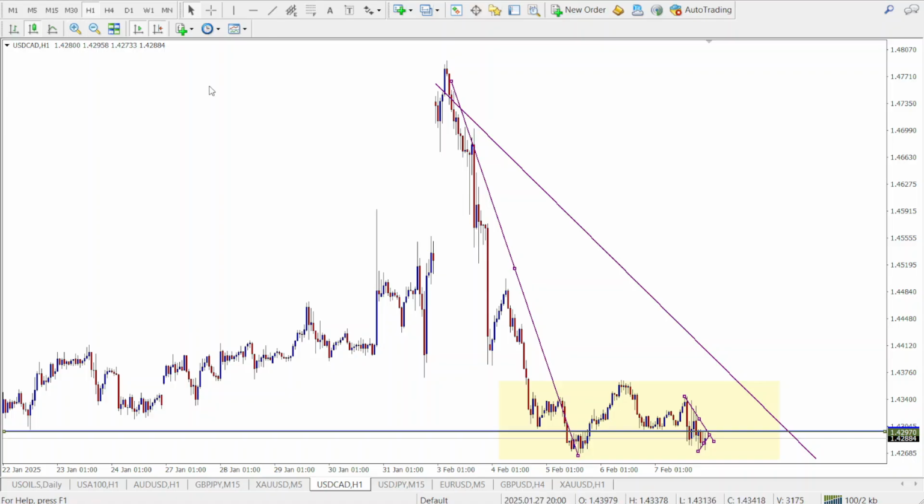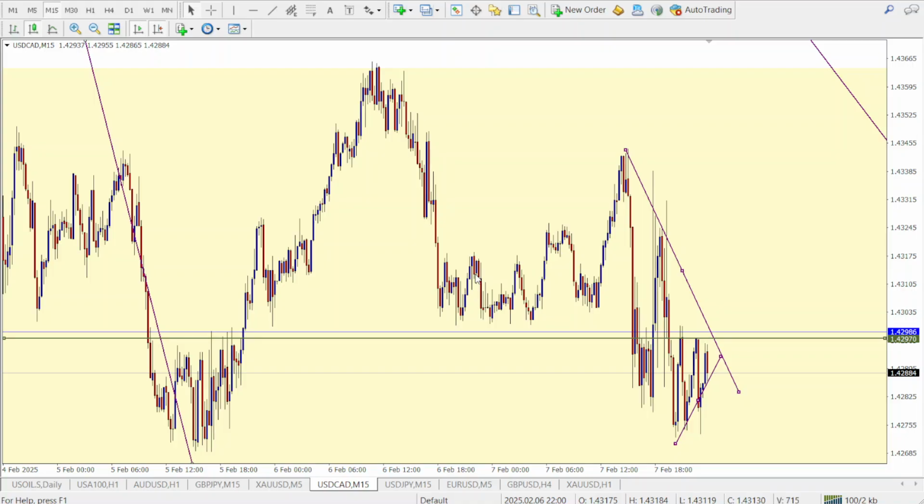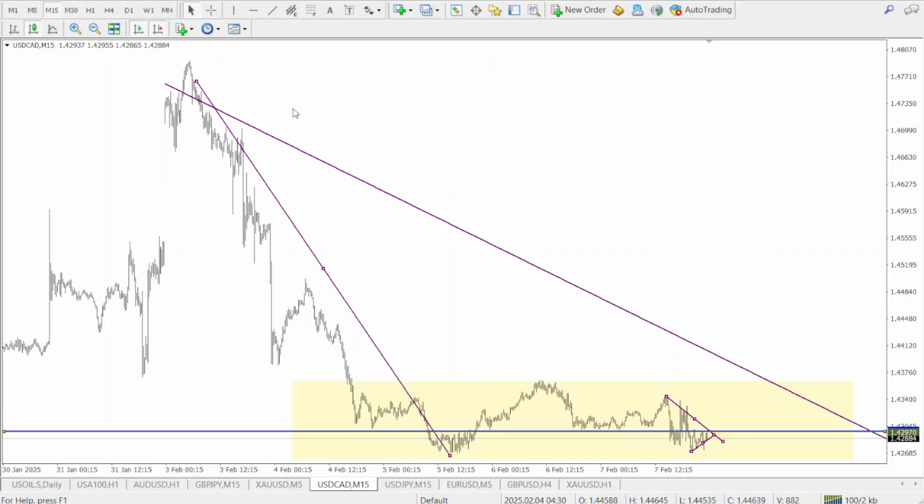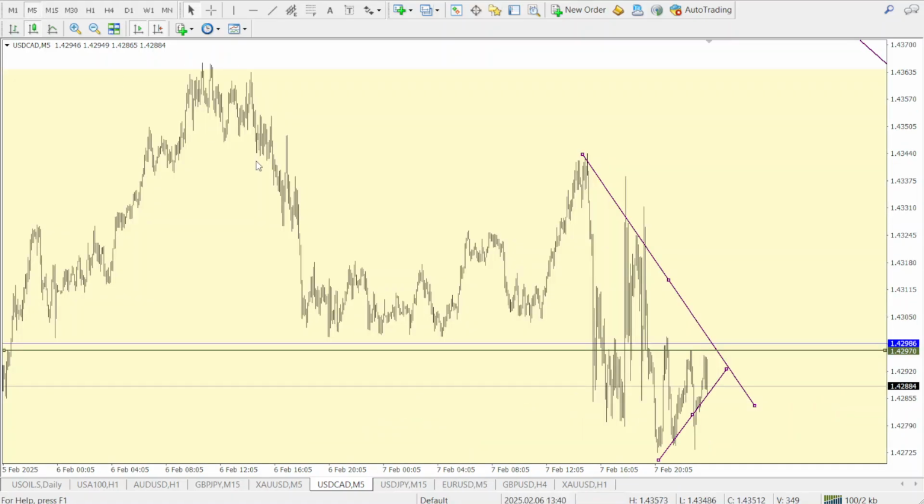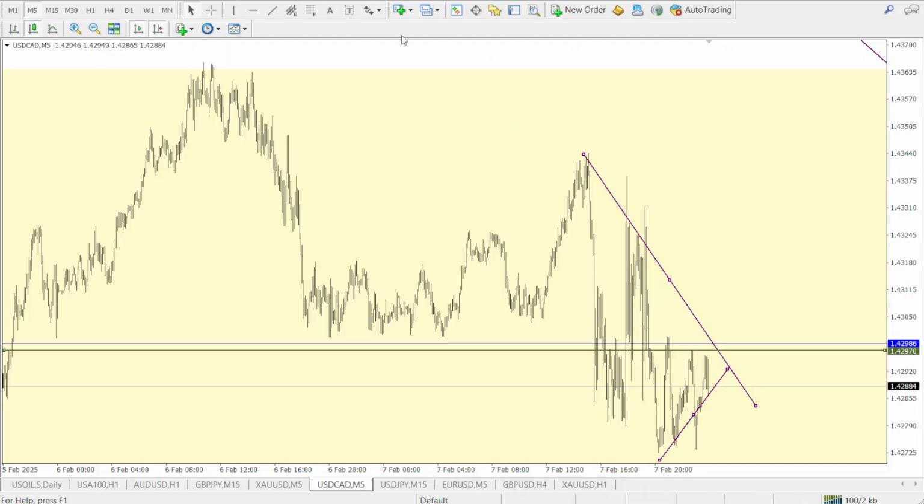So in this case, you're going to use the 1 hour to identify the main trend, and then you can go to the 15 minutes chart for your trading, to look for trade setups. Basically, you can use the 15 minutes chart to look for trade setups. Then you can go to the 5 minute chart for your entry. The 5 minutes chart could be your entry time frame, so you can use it to pinpoint the best entry.